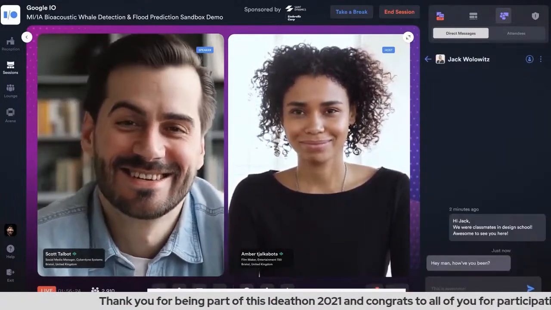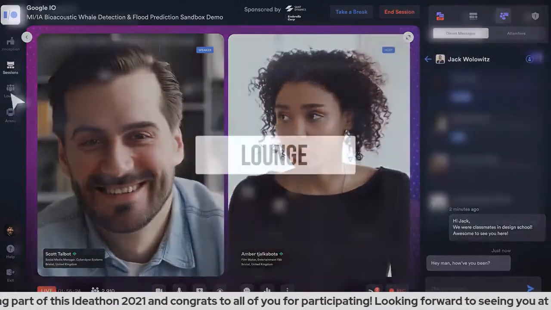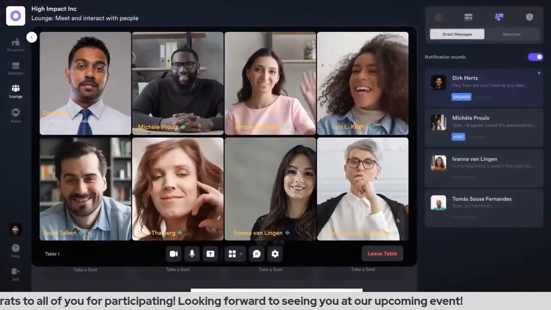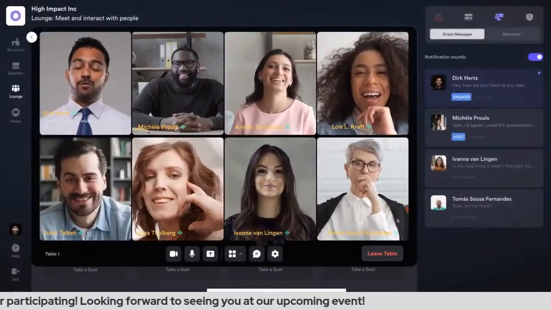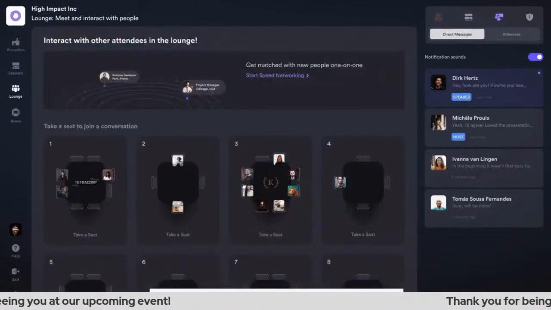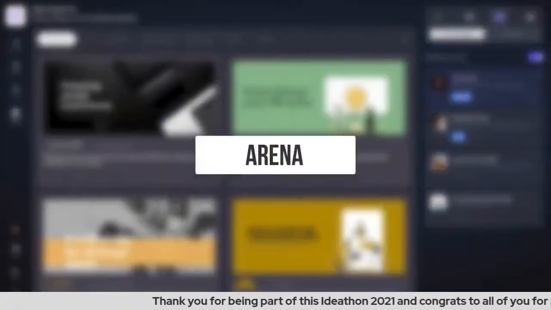During a session, if participants want to network and meet others, then the lounge is the place to be. The lounge is a one-of-a-kind interaction area wherein participants can meet new people and build meaningful connections. This can be done either through speed one-on-one networking or group conversations at the virtual tables. Moving ahead from the lounge, you will reach the arena.